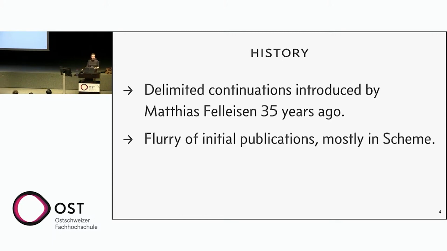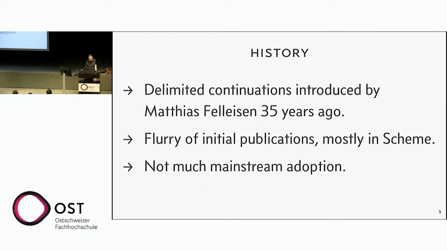Initially there was a huge amount of publications, largely in Scheme, also in a few other communities, just a bunch of different presentations of the same idea. Many of them are essentially equivalent or almost interchangeable, and I think this made things even more confusing, because if you go and look up what delimited continuations are, you'll find all these different operations, and it's not clear which ones are canonical, and they just didn't see very much mainstream adoption.